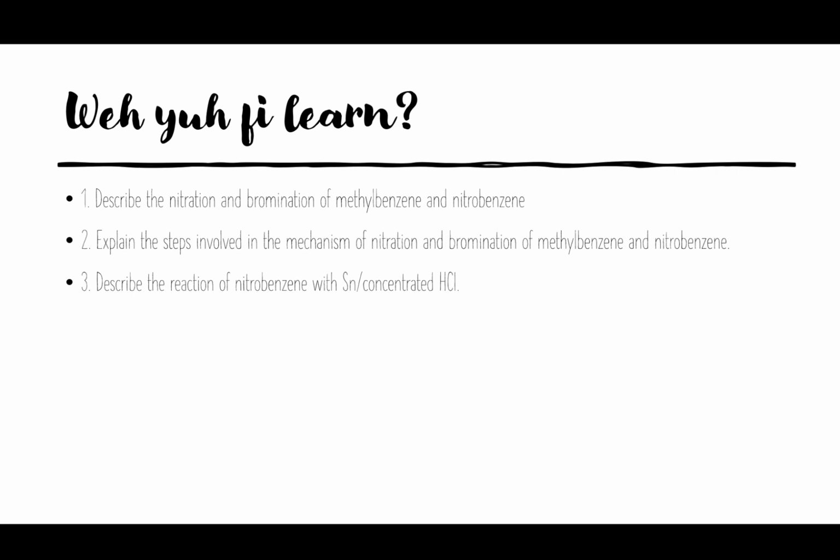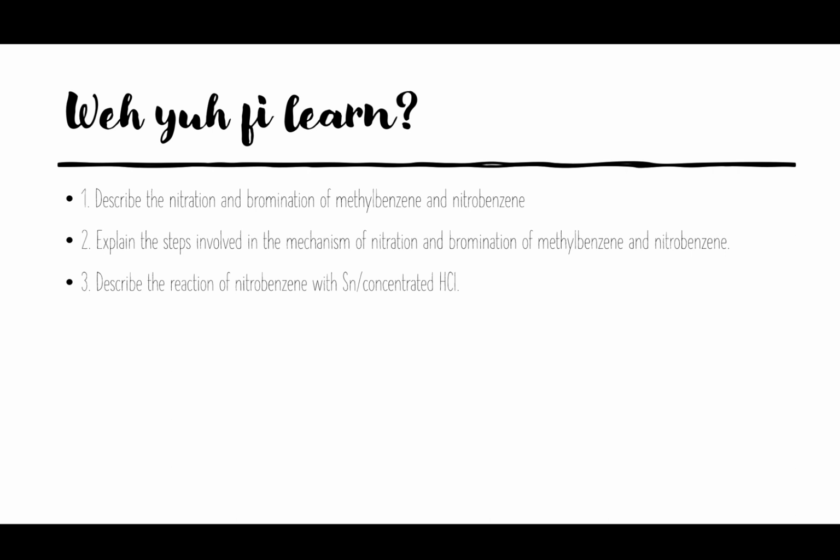So let's have a look now. What we're supposed to learn? What we learn, all right? We must describe the nitration and bromination of methylbenzene and nitrobenzene. We must explain the steps involved in the mechanism of nitration and bromination of methylbenzene and nitrobenzene. And we must be able to describe the reaction of nitrobenzene with tin in concentrated hydrochloric acid. Got that? We got that. These are the three things that we need to know.